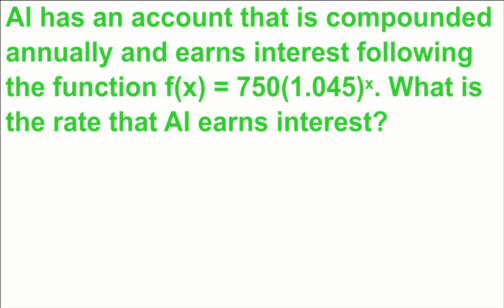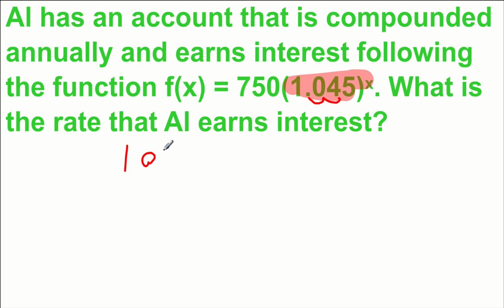So, who can tell me the rate that he's earning interest? Ford? 4.5%. So if it's asking you about the rate, what you're doing is you are taking that part in the parentheses and we're going to change it from a decimal to a percent. When you change from a decimal to a percent, you move the decimal spot 2 places to the right.